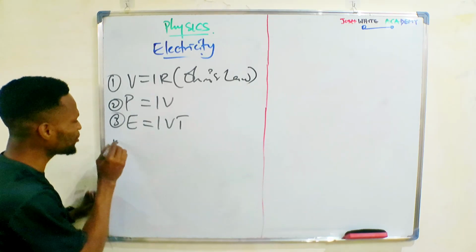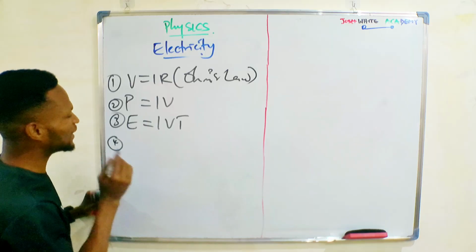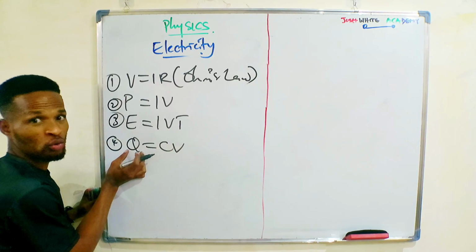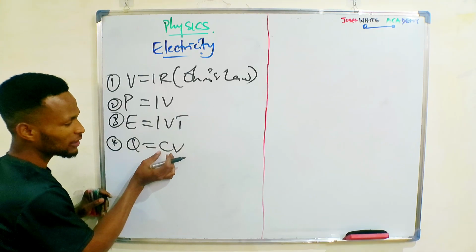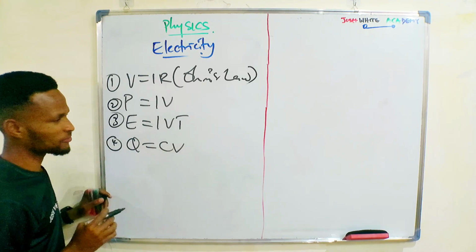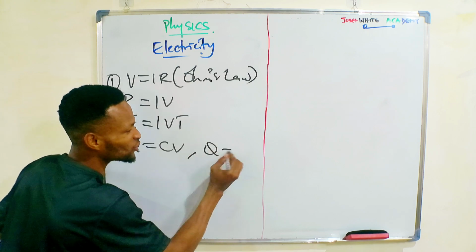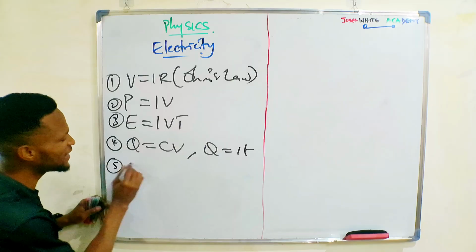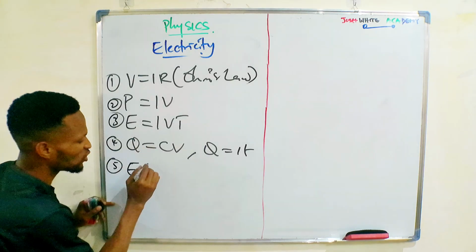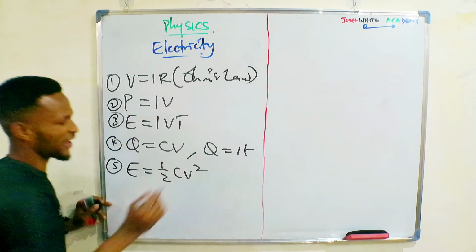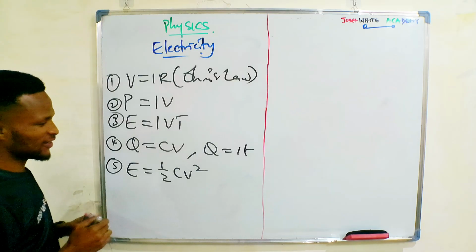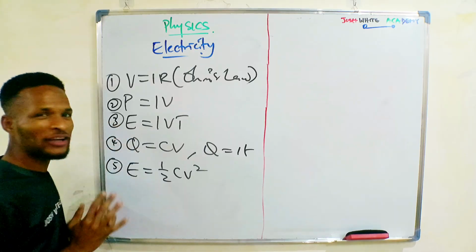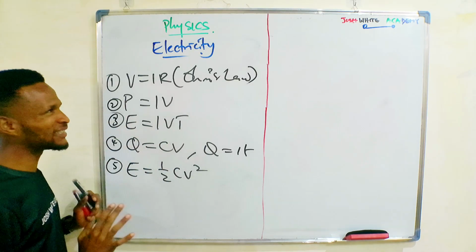Then we also have under electricity Q equals CV. Q is our charge, quantity of charge, C is our capacitance, V is our voltage. Also, Q equals IT, as it is also in electrolysis. Then we have energy is also 1 over 2 CV squared. So these are very important formulas you should never forget. Make sure you master these formulas for electricity.